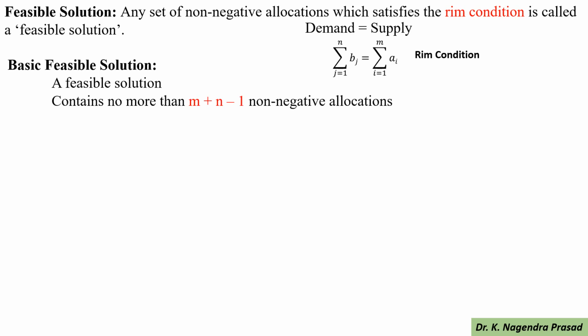Next one is the basic feasible solution. A basic feasible solution is a feasible solution. Here the set of non-negative allocations should satisfy total demand equal to total supply. Moreover, it contains no more than m plus n minus 1 non-negative allocations. So the basic feasible solution should be a feasible solution, and moreover, the allocations should be no more than m plus n minus 1.